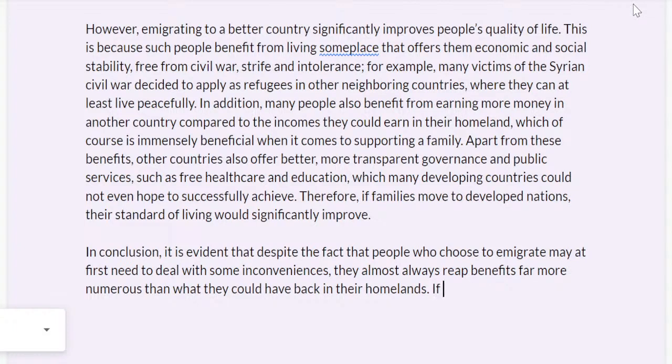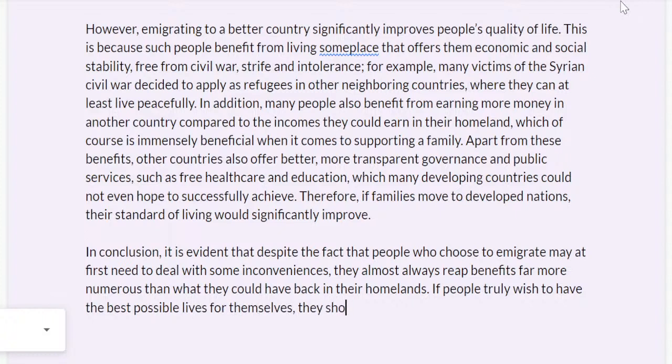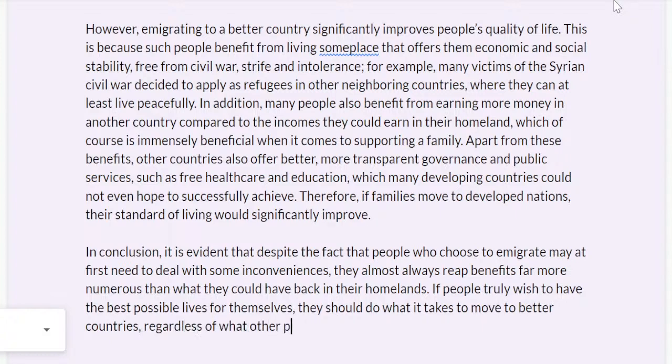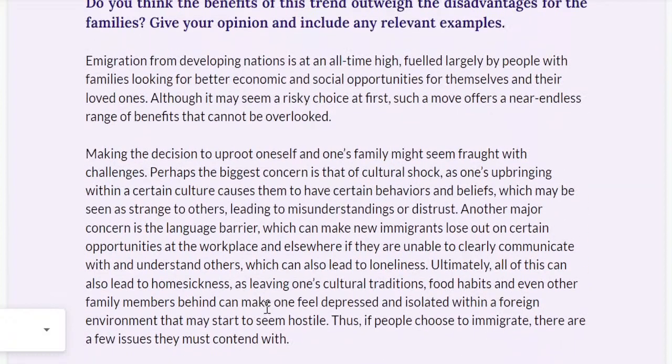So if people truly wish to have the best possible lives for themselves, they should do what it takes to move to better countries, regardless of what other people may think or say. It's your own decision to make, essentially. Okay, there we go.